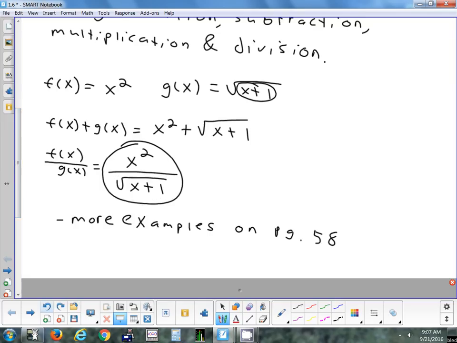So can I still pick numbers that are -1 and higher? No. Now I can only pick numbers -1 and higher, not including -1. Because if you pick -1, you're going to have the square root of 0, which is okay, but then you're going to have something divided by 0. Can't do that. So this is an example where the domain changed because of how we combine the functions together.